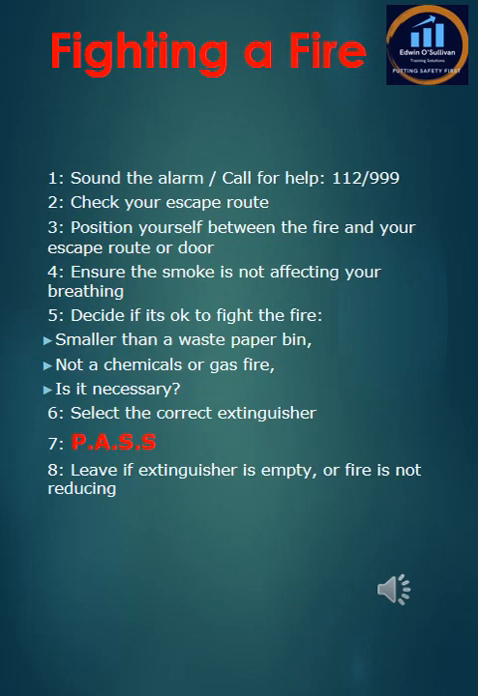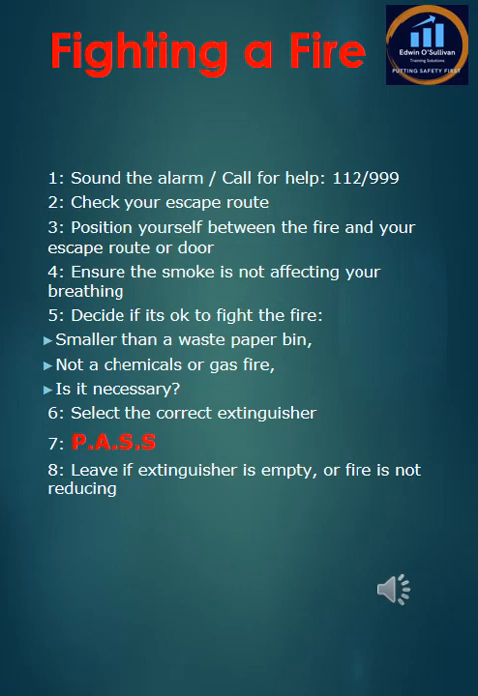We'll ensure that the smoke is not affecting our breathing and decide if the fire is okay to fight. Is it smaller than a waste paper basket? Is it a chemical fire or gas fire? And is it necessary to do so? We will select the correct fire extinguisher for the fire we believe to be in front of us.